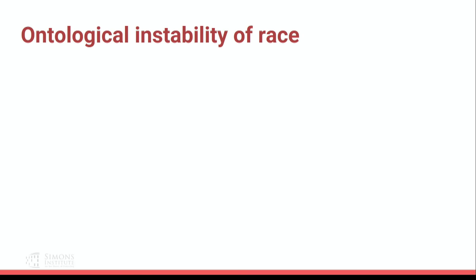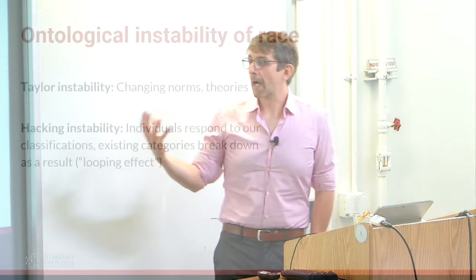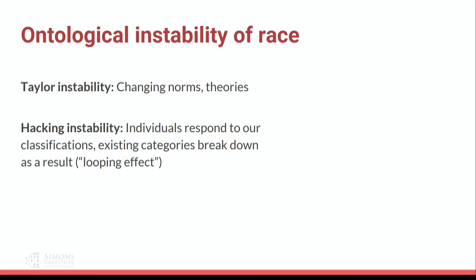So basically, there are two sources of instability. This is from a recent book of Ron Mellon, The Construction of Humankinds. Taylor instability refers to changing norms, epistemic activities, and theories about race. And then there's one that quite resonates with me, which is hacking instability, that there's a feedback loop between categories and individuals that looks something like this.